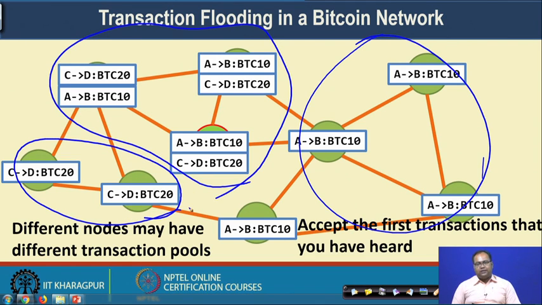observed both the transactions. So ideally, this can always happen in a network, and if this happens, then you accept the first set of transactions that you have heard and use those transactions to construct a new block. But whenever you are constructing a new block, it is always like that.